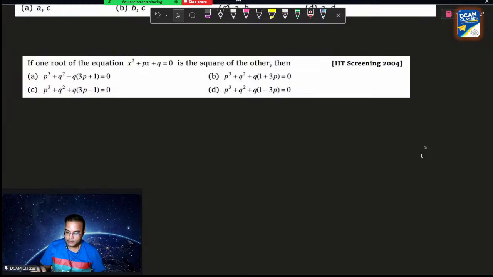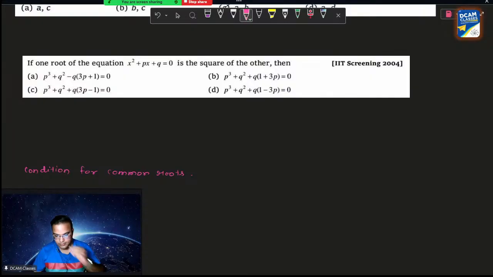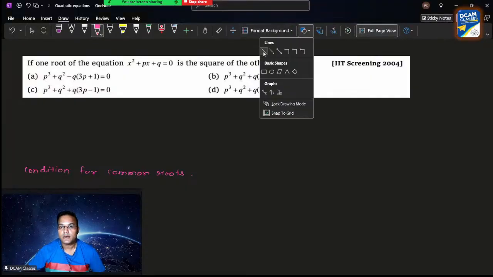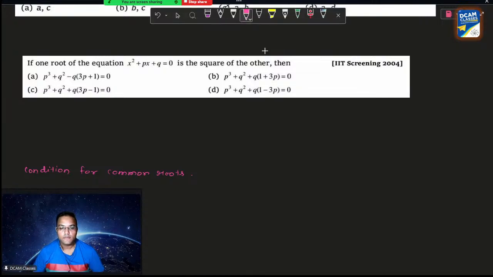In the next class, what I'm going to do is the condition for common roots. There are actually two cases. One case is when only one root is common, and the other is when both the roots are common.